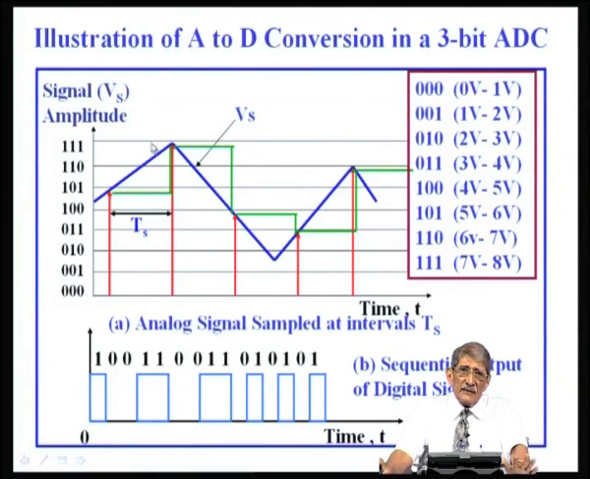You use an A to D converter for signal processing, and a D to A converter for converting back to analog, because ultimately you need an analog signal to do some work. With that, I close down today's discussion. We will go on with further aspects in my next lecture.